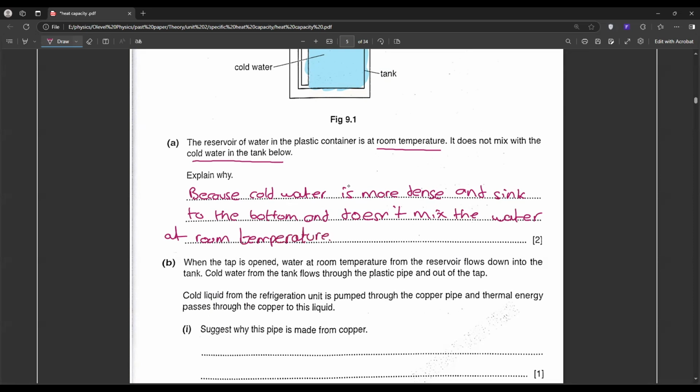Also, you can write the water at room temperature floats above the cold water. Simple as that. In examination, make sure you adjust your writing according to the line spacing.